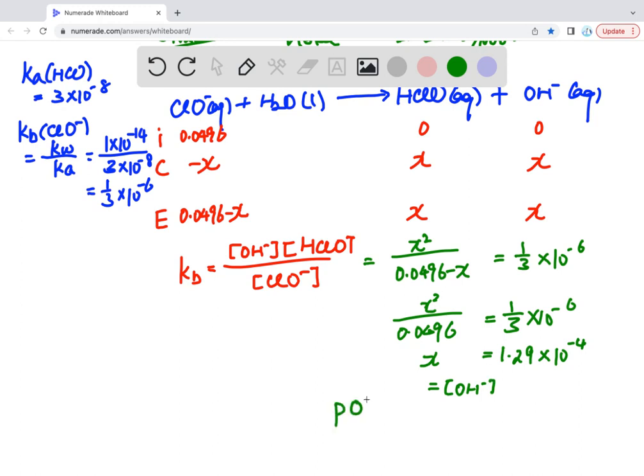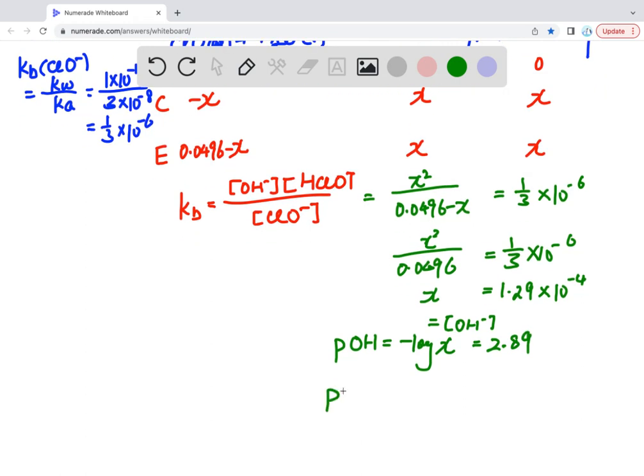So from here, we can calculate the pOH first. That's minus log x. So that's about 3.89. And the pH would be equal to 14 minus pOH. So the answer would be 11.1. That's it. Oh, sorry, it's 3.98, so it's 10.1. That's it.